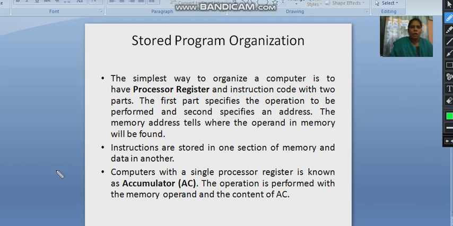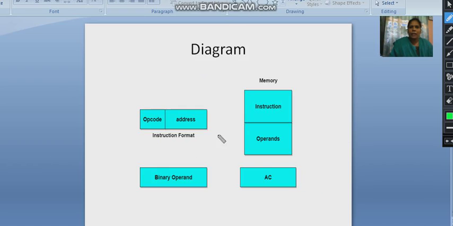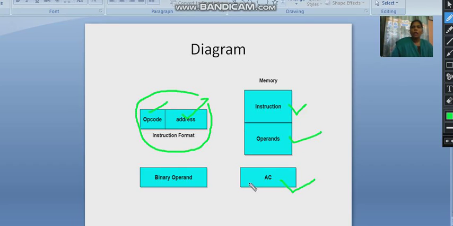Fine. Now, after this stored program concept, this is the diagram where we can see the format of instruction code. This is the opcode and this is the address of data in the memory, binary operands, and memory is having instruction and the operation too. And this is the main register where we bring the data from this memory. So this is the diagram we can see for the stored program concept.